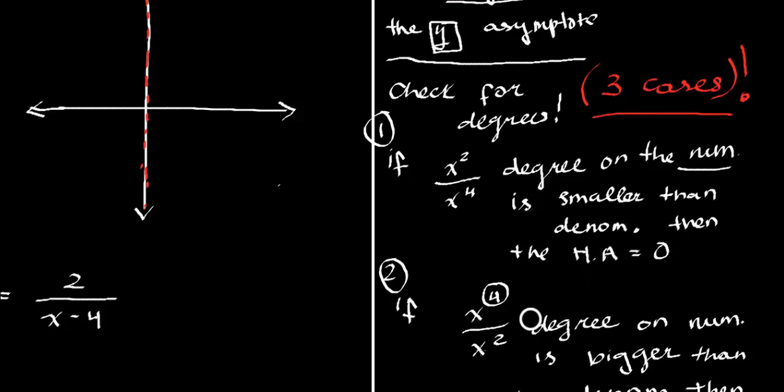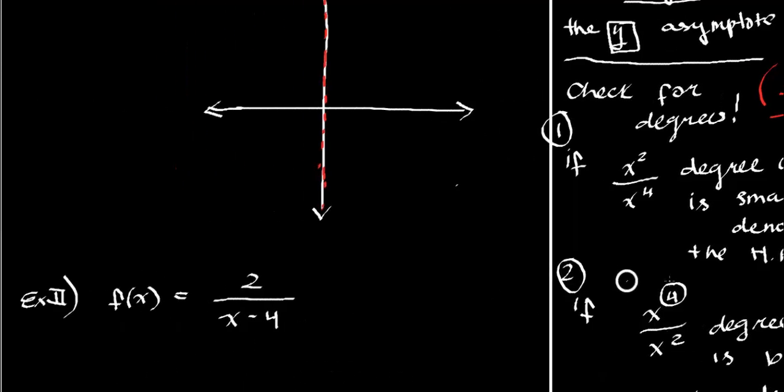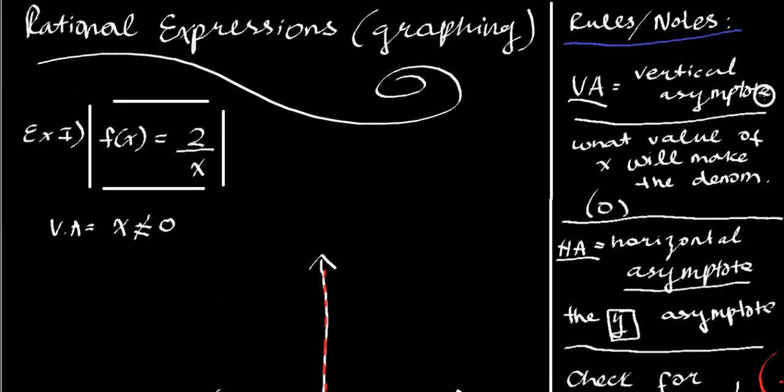Okay? Well, let's look at our case first. I don't want to go over all of it because I got examples that deal with each of them. Okay, so let's look at this. What is the degree of the numerator? Well, like I said, the degree of a constant is always 0. So just imagine this like that.